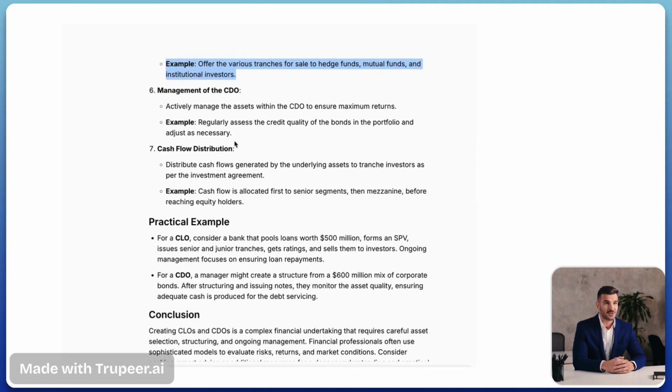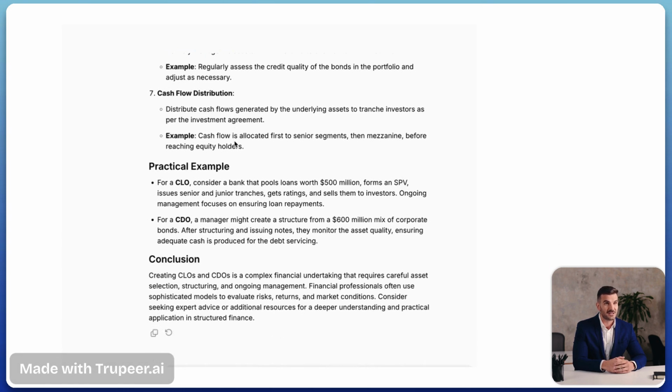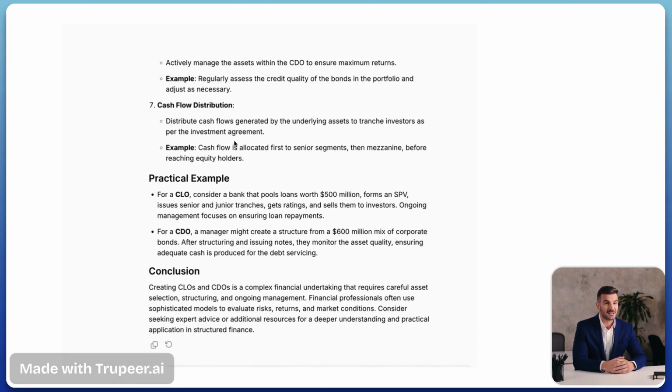Managing the CDO involves actively handling the assets within it to maximize returns. Regular assessments of the credit quality of the bonds in the portfolio are essential. Lastly, cash flow distribution occurs. The cash flows generated by the underlying assets are distributed to tranche investors according to the investment agreement.